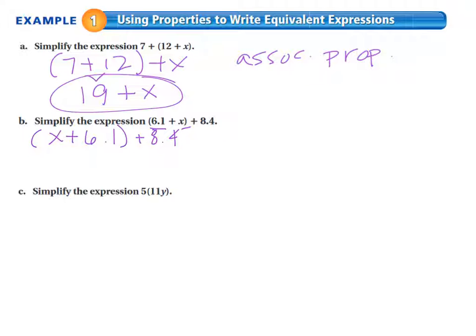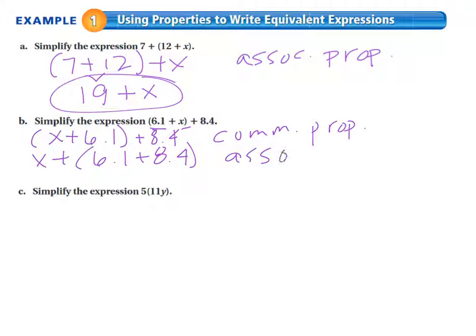Remember, I'm allowed to do that because it's addition. Over here I'm going to write commutative property. That shows what I'm allowed to do. And now I'm going to change the grouping. I'm going to change where those parentheses are, and I'll have x plus 6.1 plus 8.4. So now I have both of the constants in the parentheses. I'm going to write over here that I use the associative property.